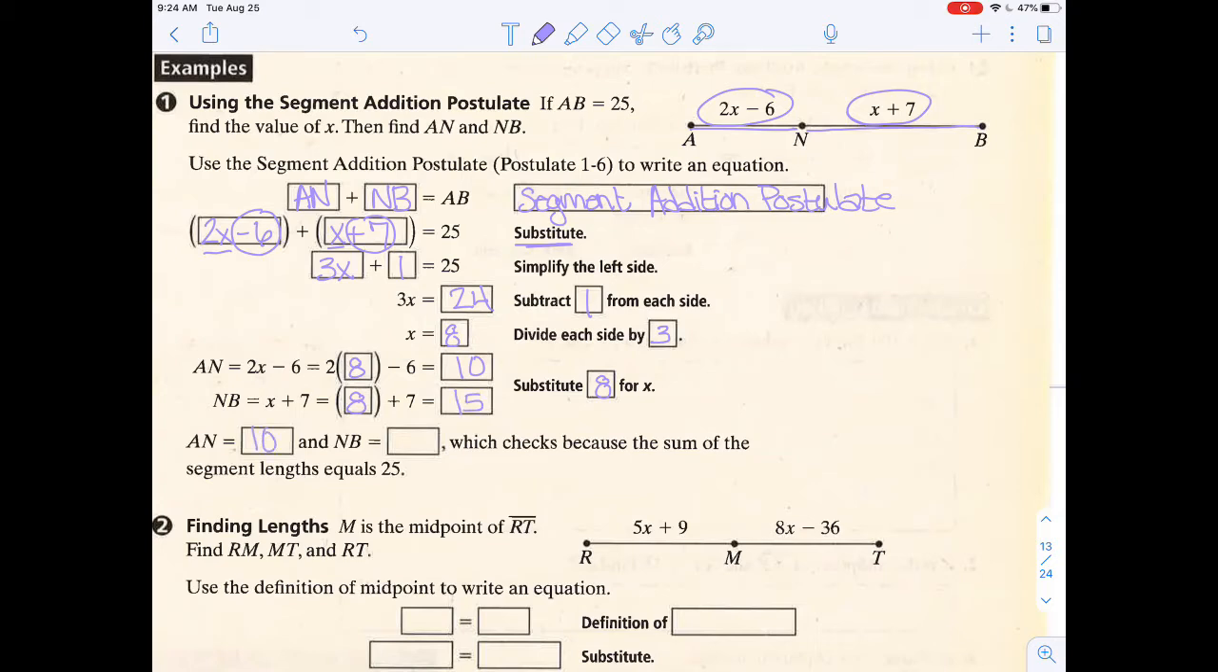So we know AN is 10, we know NB is 15, which checks because the sum of the segment lengths equals 25. We knew that AB was 25 when we started. 10 plus 15 is 25. We're good to go.